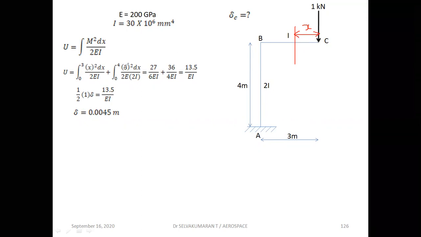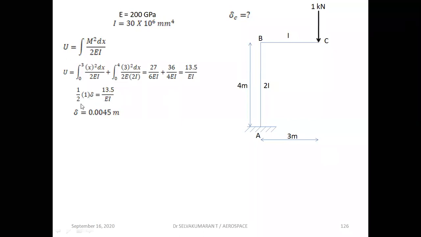This is nothing but here the limit is 0 to 3, okay, 0 to 3. And for this BA or AB, the limit is 0 to 4. With respect to BA or AB, 1 into 3 is the moment, okay, 1 into 3. So 3 squared dx divided by 2E, I is nothing but 2I. So after integrating and applying the limits, you get 13.5 divided by EI, and the external work done is nothing but half into W delta.